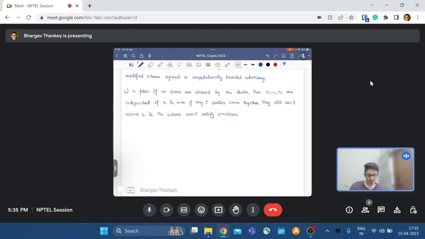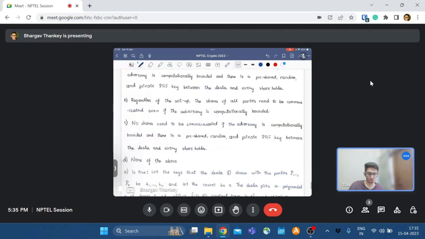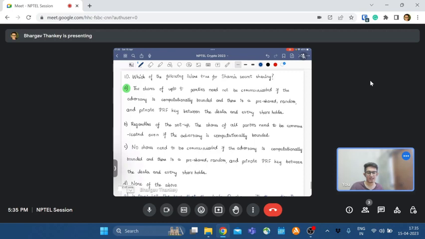So C is false. What about D? Well, D is false because A is true. Yeah, so again, over here the answer is A. We only need to share at most n minus t shares with different parties. Is this fine? Okay, so this is fine. Let's move on to the next problem.